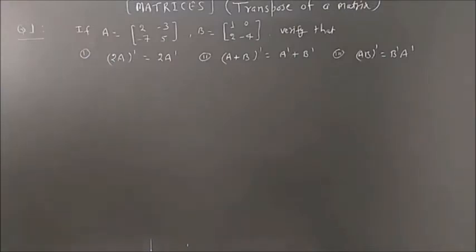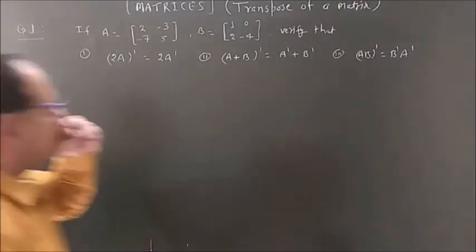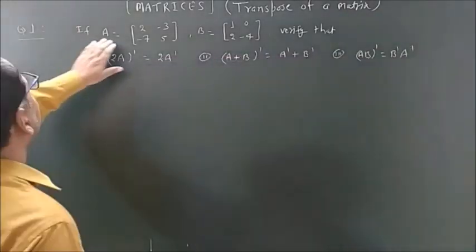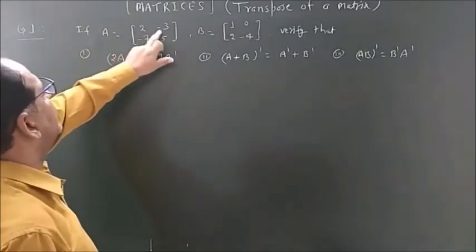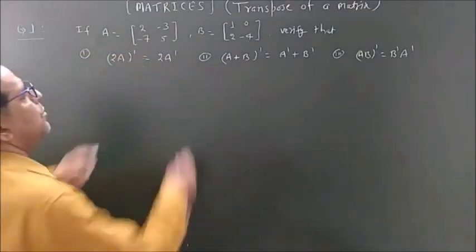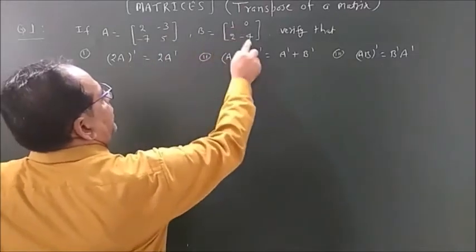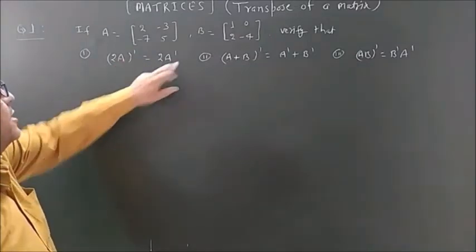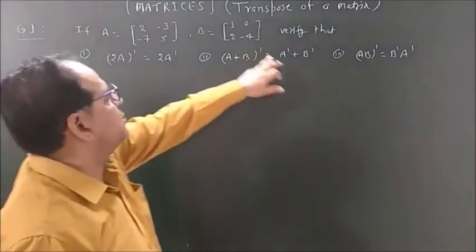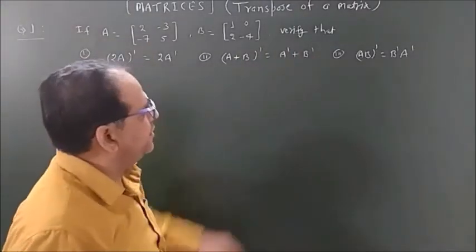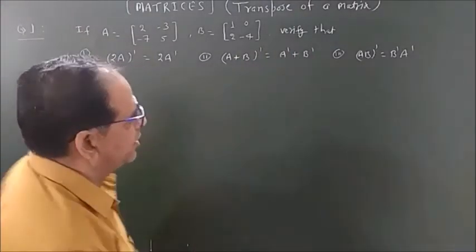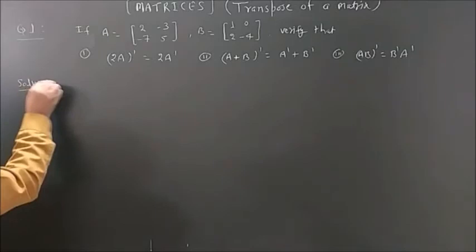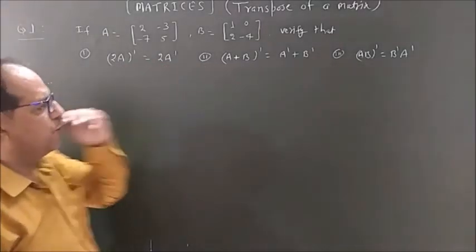Now I am taking some problems based on the transpose of a matrix. Question number one: if matrix A equals [2, minus 3; minus 7, 5] of order 2 by 2, and matrix B equals [1, 0; 2, minus 4], then verify that (2A) transpose equals 2A transpose; second, (A plus B) transpose equals A transpose plus B transpose; and third, (AB) transpose equals B transpose into A transpose. So we start with the first. These three questions satisfy three properties of the transpose of a matrix.